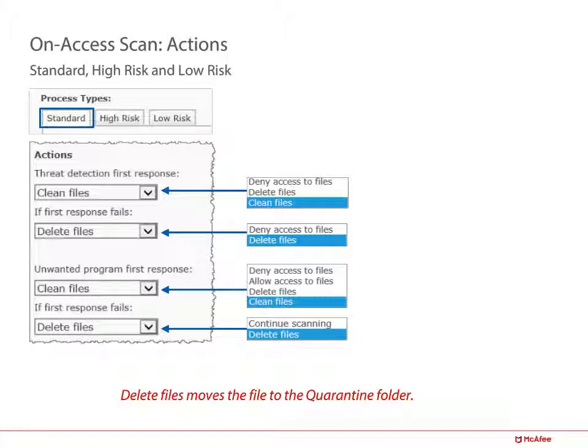Down on the unwanted programs first response, notice that we have another option that you can have, allow access to the files. Now technically the files are not really deleted. What happens is the files are actually moved to the quarantine folder, and it is password protected. We'll talk more later about the options for the quarantine folder.